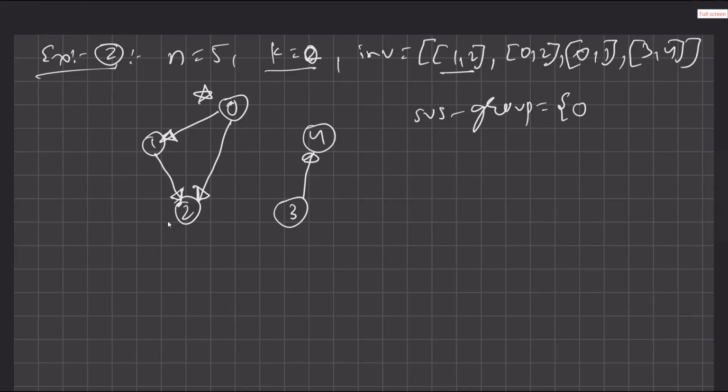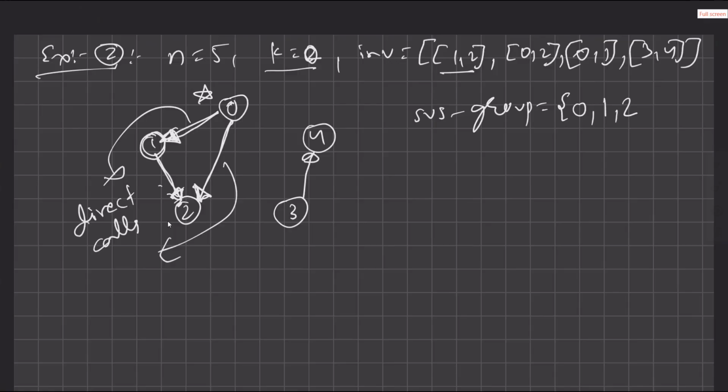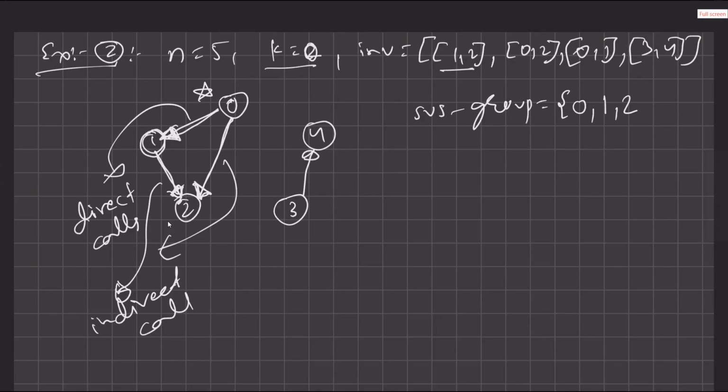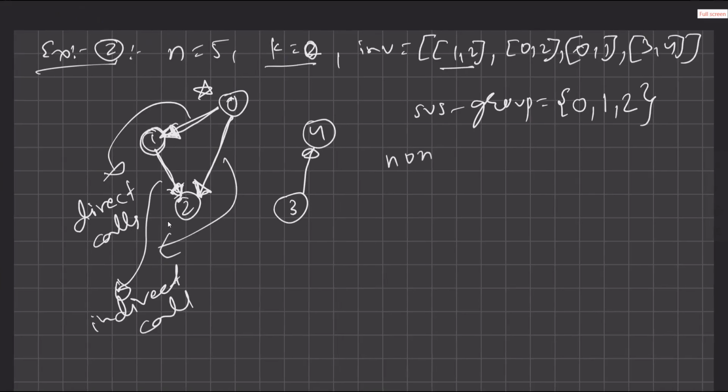As you can see, 0 is calling method 1 directly. So 1 is also suspicious, and it is calling method 2. So 2 is also suspicious. And 1 is calling method 2 indirectly. These two are direct calls, and this is an indirect call. Since 1 is calling 2, 2 is already present in the suspicious group, so no more changes. So this is the suspicious group, and the non-suspicious group is going to be 3 comma 4.